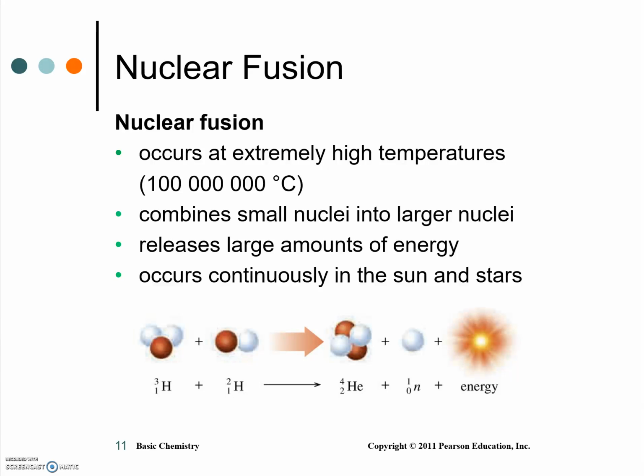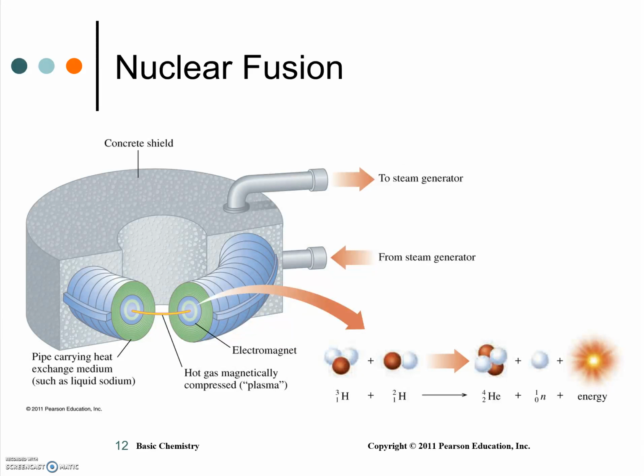Nuclear fusion, on the other hand, is the exact opposite of nuclear fission. It occurs at extremely high temperatures. So this is the stuff that takes place on the sun. And it's where you have two small nuclei squished together into one larger nucleus. It does release large amounts of energy. However, sometimes it's very difficult to contain. So in nuclear fusion, we have to have a large concrete shield to protect us from that extra radiation. But we do have the ability to harness the steam, like we did previously, to convert it into electrical energy for us to use.